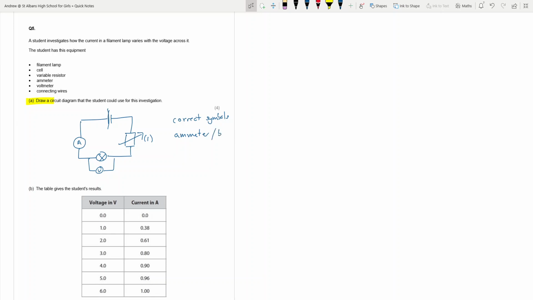So ammeter, bulb, cell in series is your 2nd mark, and then it's voltmeter around bulb is your third mark. So 1 mark for correct symbols, and that doesn't have to include the variable resistor. 1 mark for the correct symbols of ammeter, cell, bulb, and voltmeter. 1 mark for them in series. 1 mark for your voltmeter, and then the final mark for having the variable resistor.